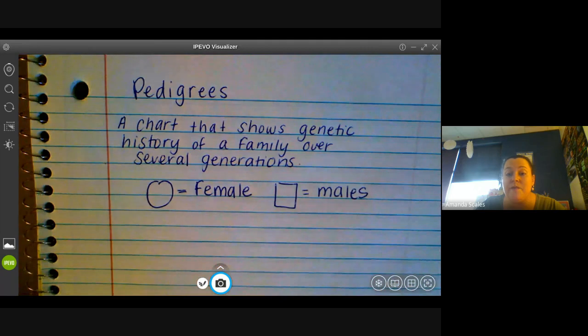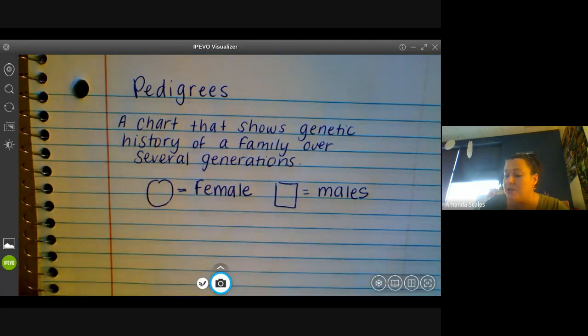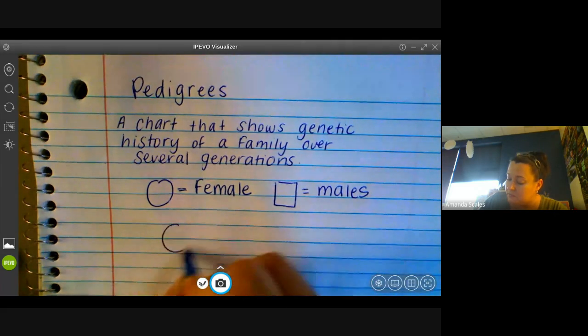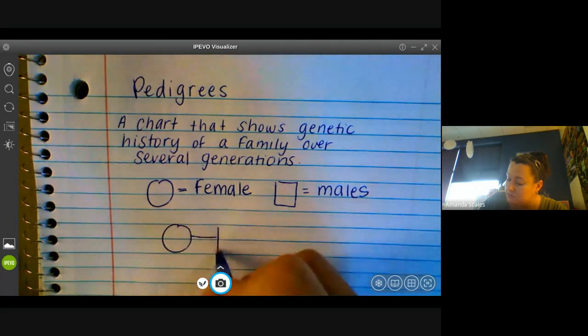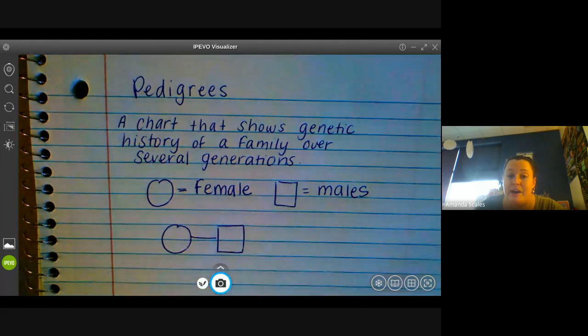Now, since we're showing family history, we have to be able to show when somebody gets married and when people have children with one another, because that's part of your family history. So to draw people that have been married and have kids together, you draw a circle and a square with a line drawn together. And you draw it just like how I did right here on my paper. So for married couples, you connect them with just a line.